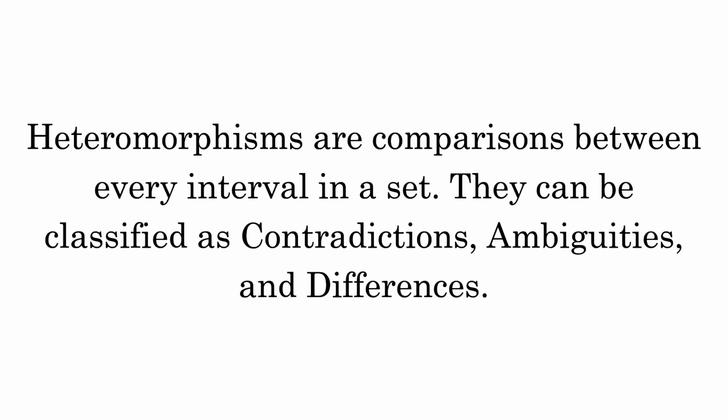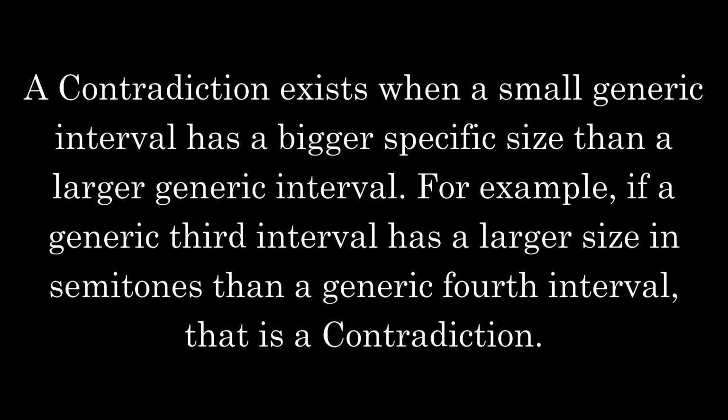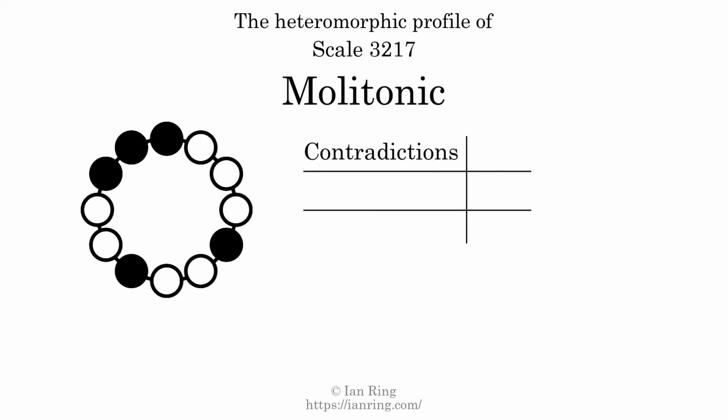They can be classified as contradictions, ambiguities, and differences. A contradiction exists when a small generic interval has a bigger specific size than a larger generic interval. For example, if a generic third interval has a larger size in semitones than a generic fourth interval, that is a contradiction. The number of contradictions in this scale is 9.